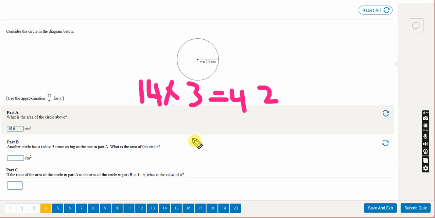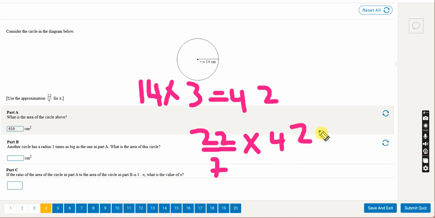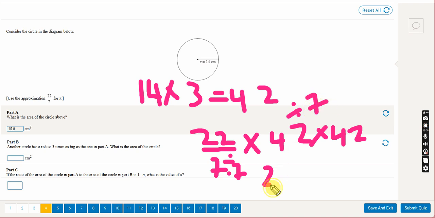42, right? So it will be 22 over 7 times 42 times 42, right? Here it's going to be division. You can divide here by 7. What do you get? You get 6. So 22 times 6 times 42. Again, please take your time, do it carefully, multiply them. What do you get? 5544.